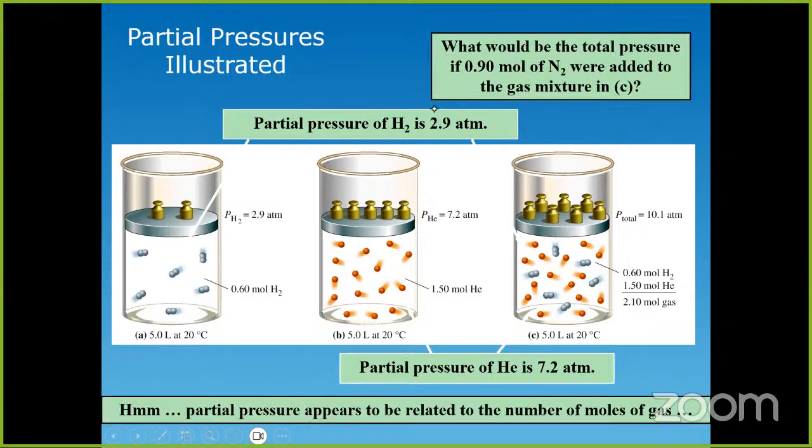So here's a question being asked. The question says, what would be the total pressure if 0.90 mole of nitrogen were added to the gaseous mixture? So how would you answer that question? So you have this mixture already, right? And to that mixture, you're adding 0.90 moles of nitrogen. So how would you determine the total pressure of that resulting mixture?